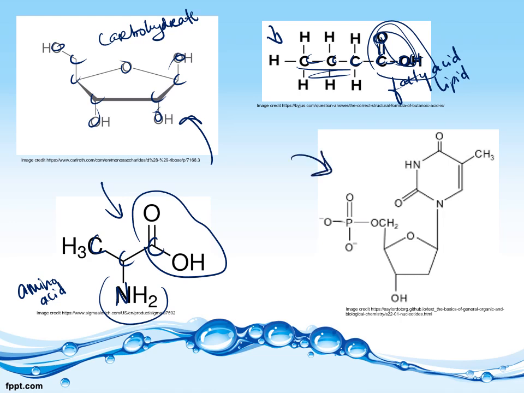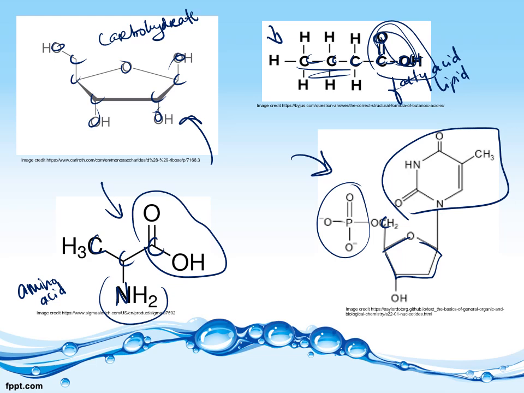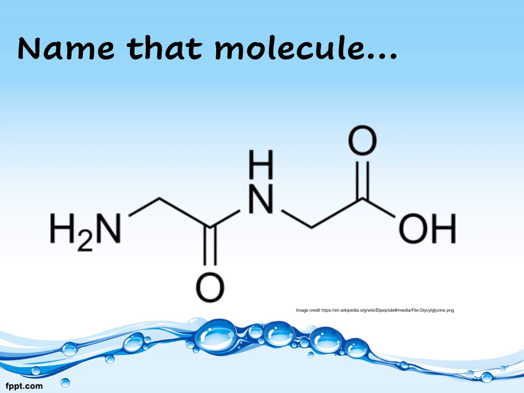Last up, this guy, notice that I've got a phosphate group. We've got that 1, 2, 3, 4, 5 carbon sugar, and then I've got some stuff with nitrogen in it. Because it's got phosphorus, it's going to be, of course, a nucleotide. This one happens to be thymine. So kind of cool. You don't have to know that, but you do need to know that it's a piece of DNA.